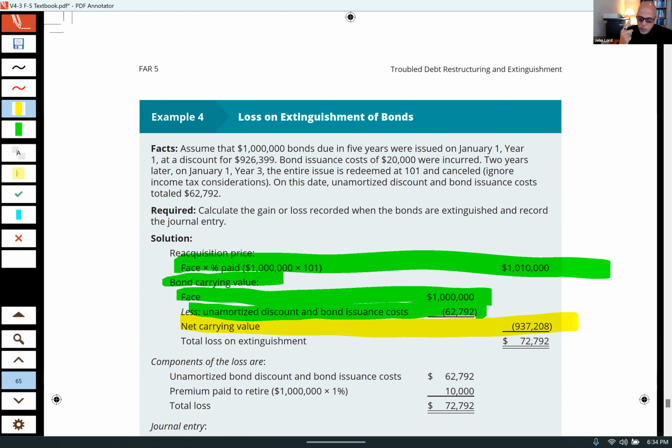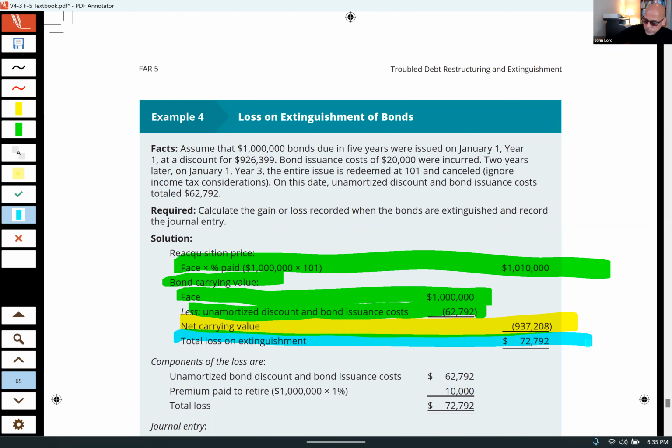Let's say you owed $937,208 on your house, and the bank said, hey, you want to pay that off? Give me $1,010,000. Would you feel like you lost or like you gained? That's a question. Lost. You'd feel like you lost. You'd say, wait a minute, I only owed you 937,208 and I have to pay you $1,010,000. That's a loss, right? Because you paid more than the carrying amount.